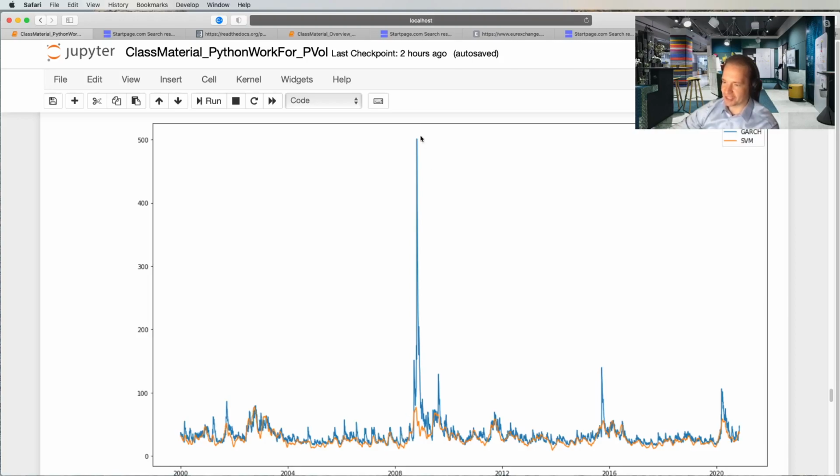But then the jump here to 500% GARCH, SVM says 80%. It's still large, 80% vol. But I mean, 500% looks ridiculous. But again, let's first wait for the options and further analysis to make our final judgment. Or here, Brexit, yeah, most likely. Or maybe it's the diesel scandal, I don't know.